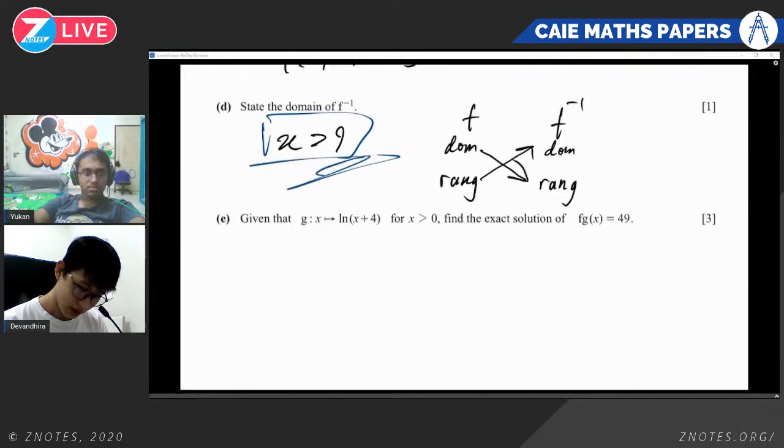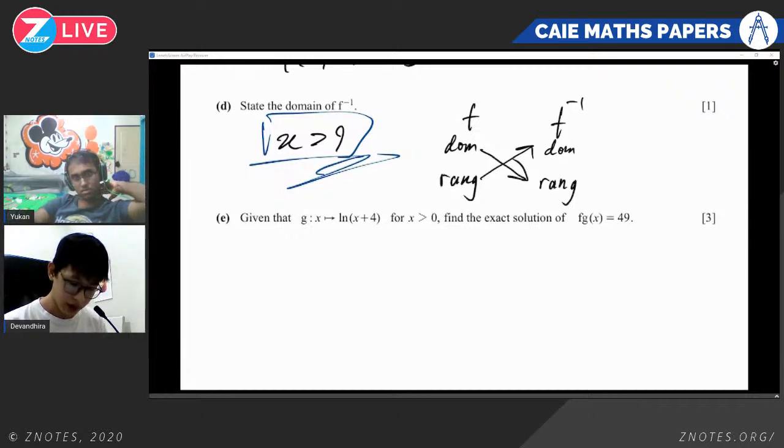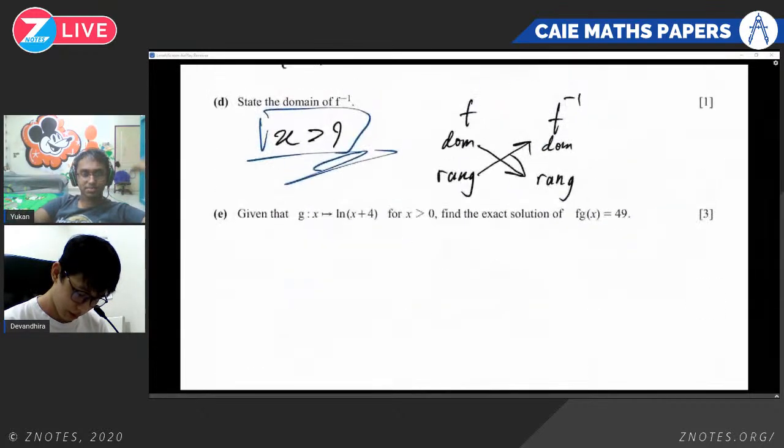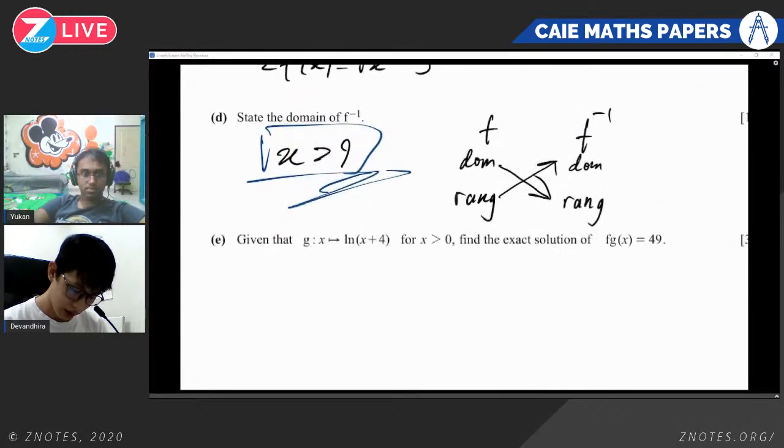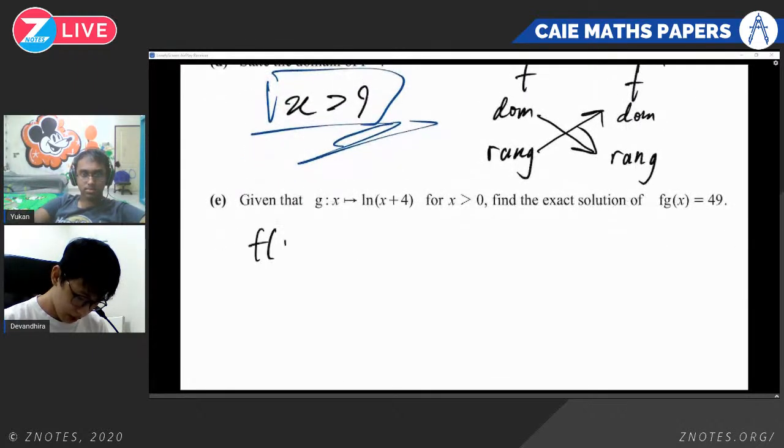All right. So next question. Given that g of x is equal to ln of x plus 4 for x greater than 0, find the exact solution of f of g of x is equal to 49. So what's f of g of x? That means you put your g of x as your x for your f of x. So let's do that. That means f of g of x is just, what was x before? 2x plus 3, squared.